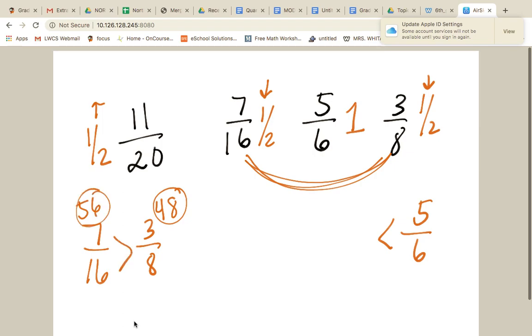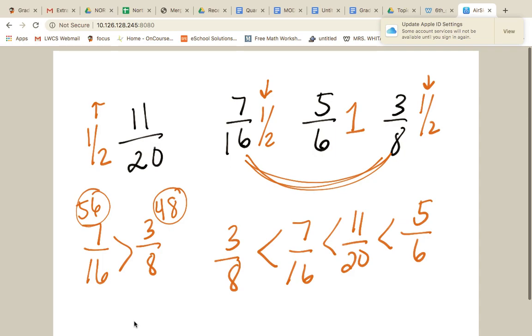So the 7/16 is larger because it had 56. And then the 3/8 would be the next largest. Oops, I'm sorry. I take that back. That wouldn't be next. The next largest needs to be the one that was higher than a half. So that would be 11/20. Now I need to put the 7/16 next. And then the 3/8.